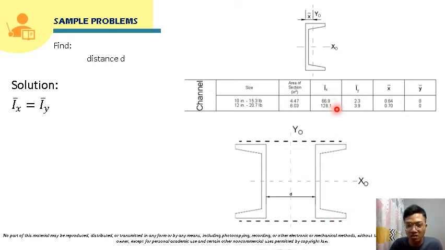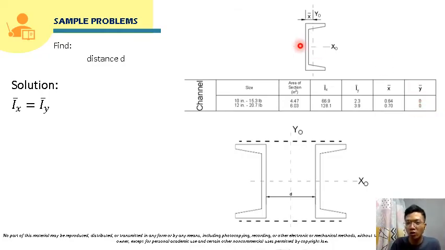in the table. So as we can see here, in the problem, that is a 12-inch, 20.7 pound channel. So we are going to use this row, 12-inch, 20.7 pound channel. So these are the values for area. This is 6.03 inches squared. For IX bar, this is 128.1. For IY bar, this is 3.9. For X bar, this is 0.7. And Y bar, this is 0.